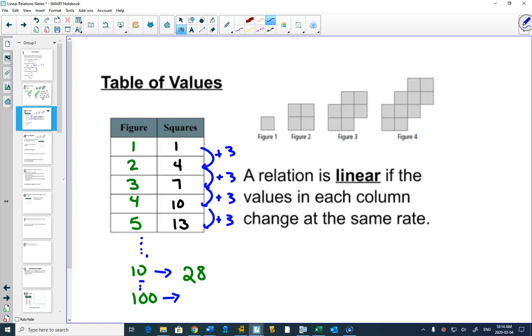99 times. So if we do 3 times 99 and add 1 more, 298. Good, you got your calculator out.